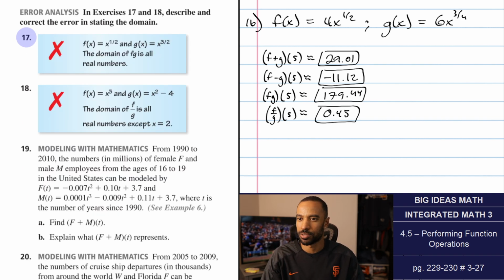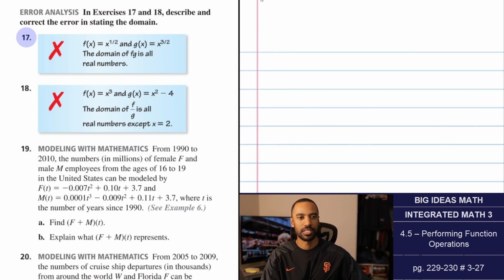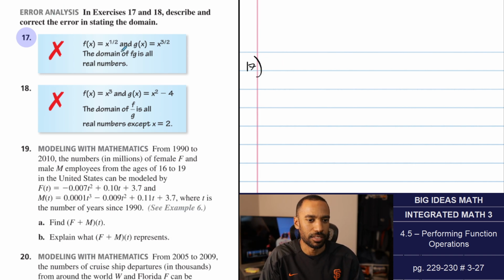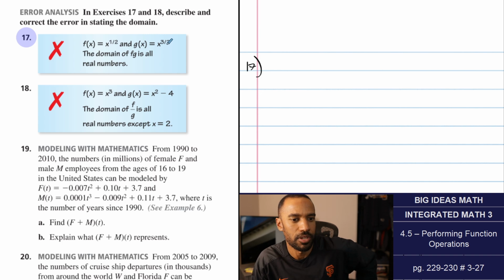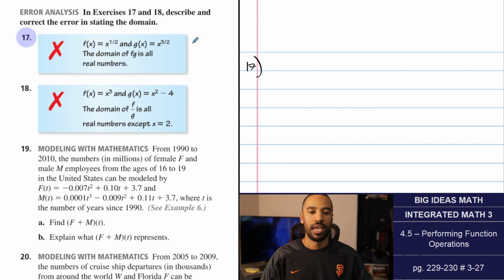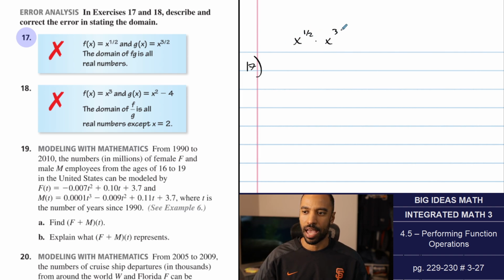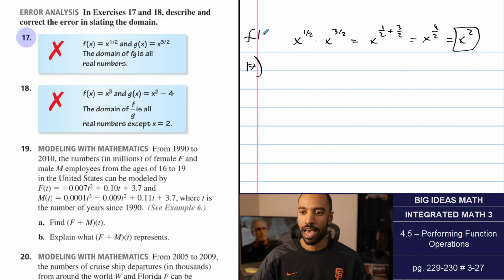Here's our error analysis. In exercises 17 and 18, describe and correct the error in stating the domain. So in 17, they say f of x equals x to the 1/2, g of x equals x to 3/2. Domain is all real numbers for multiplication. Now, I can understand why they might say that. When you multiply them, x to the 1/2 times x to the 3/2, I know they didn't simplify it, but that would be 1/2 plus 3/2, which is 4/2, which is 2, x squared. And you get that for f times g of x.